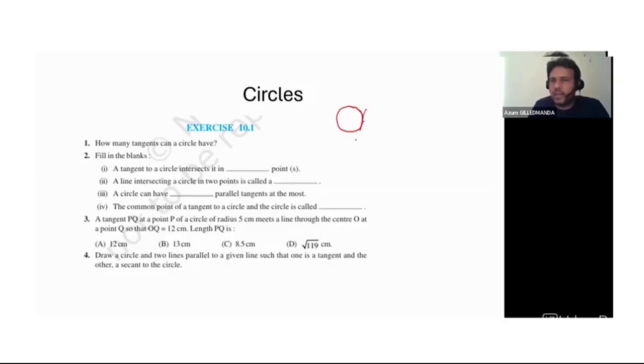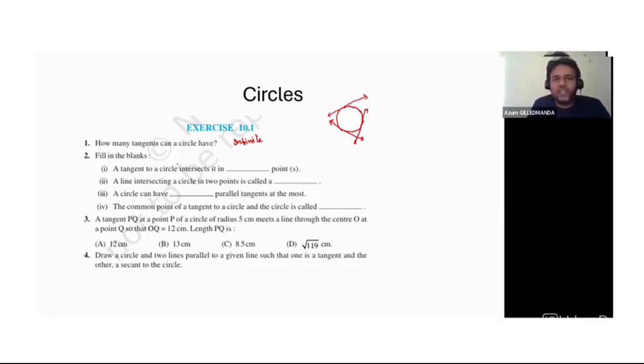If it is here, I can say this is one tangent. If it is here, this is another tangent. And if it is here, this is another tangent. Likewise, how many tangents can we have? The number of points on the circle. So we can say infinite. We can have an infinite number of tangents on the circle, but each tangent touches at only one point on the circle.